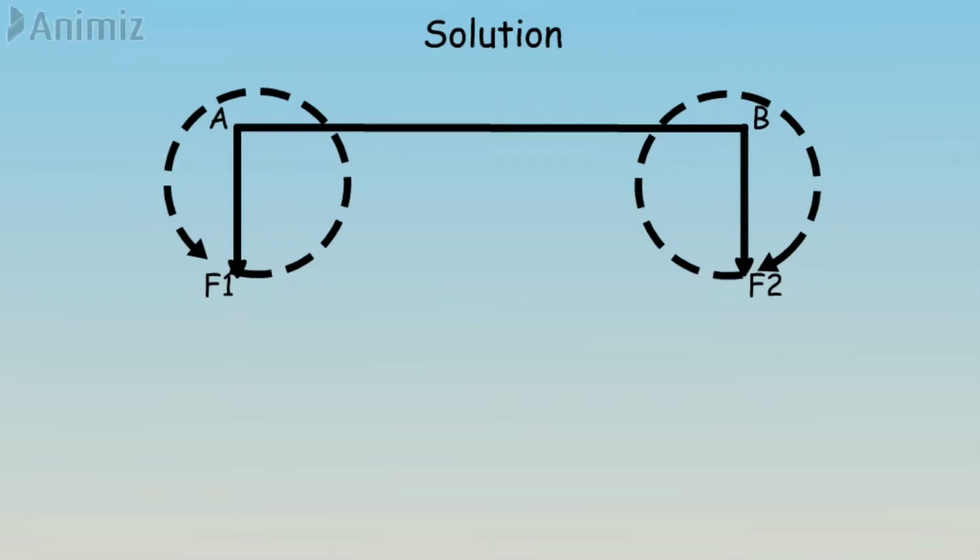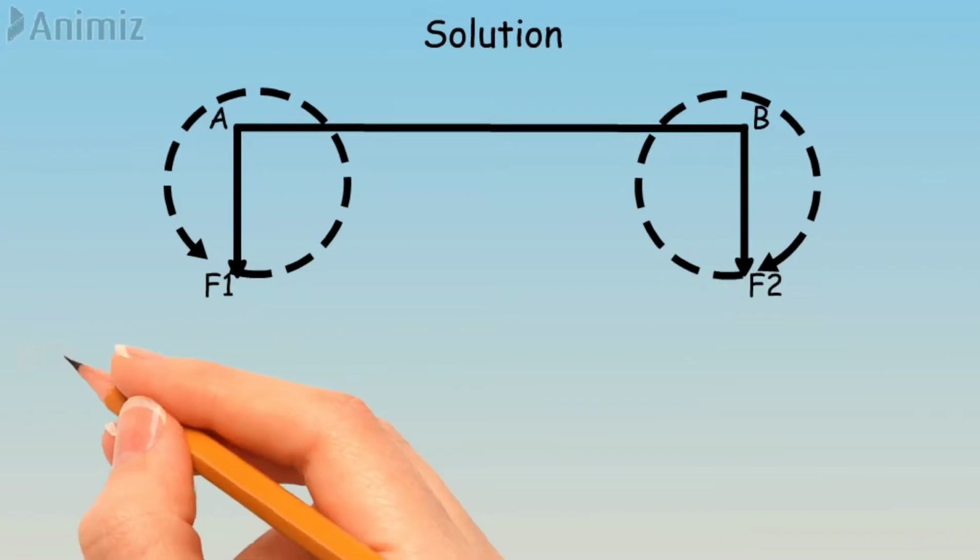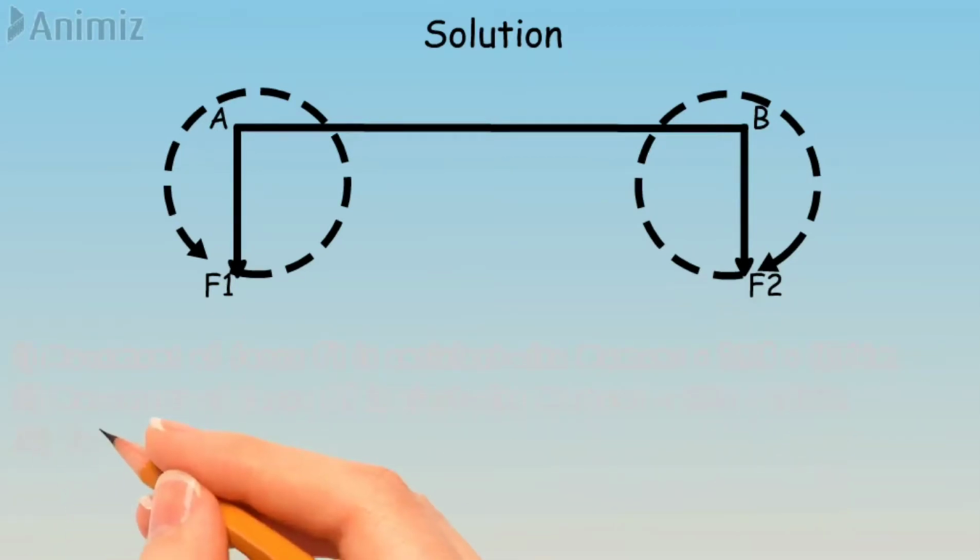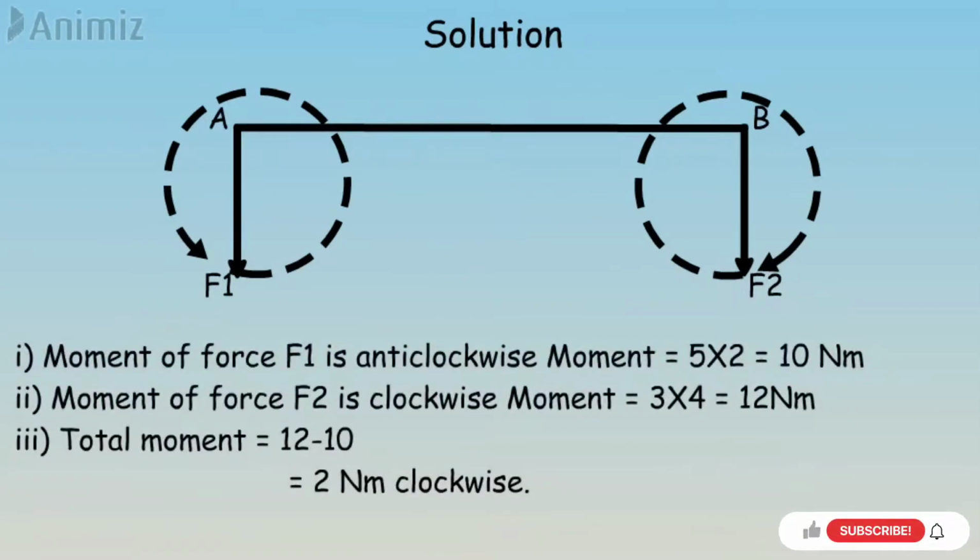Now you know F1 is 5 Newton and F2 is 3 Newton. Now pivoted point O, on one side the distance is 2 meter, on the other side it is 4 meter. So when you calculate the moment of force F1, which is in anti-clockwise direction, the moment will be 5 into 2 equal to 10 Newton meter. Same way, moment of force F2, which is clockwise, that moment will be 3 into 4, 12 Newton meter. So 10 Newton meter anti-clockwise, 12 Newton meter clockwise.